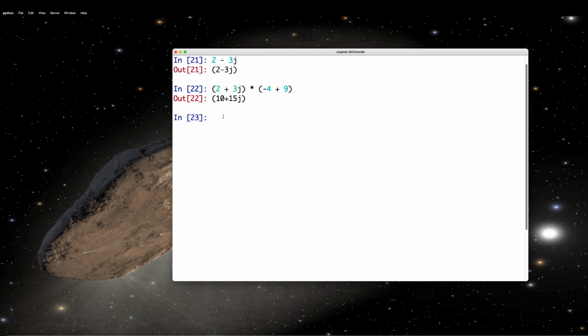Let's try another example. You can even do division: 2 plus 2J, then divide by our previous one, -4 plus 9J. Let's see what the answer is. So that becomes our answer.